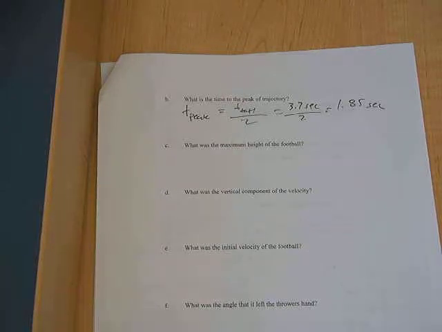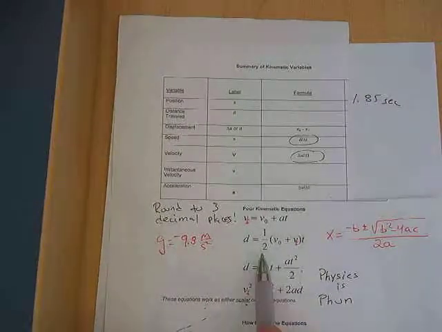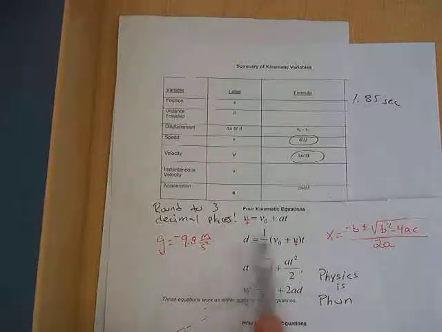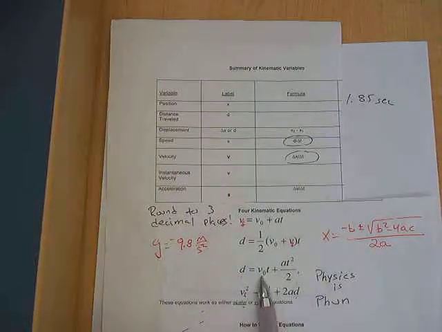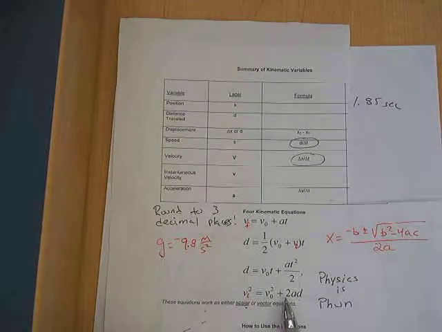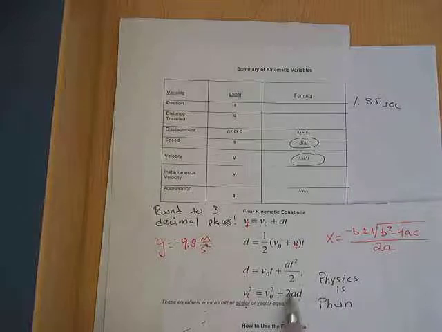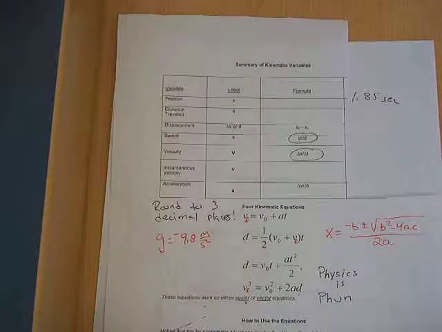What is the maximum height of the football? Well, we know how long it took to get to the top. We want to know D. So could we use this equation? We don't know V naught, do we? We don't know V naught. That's not going to work. How can we? Go to what?